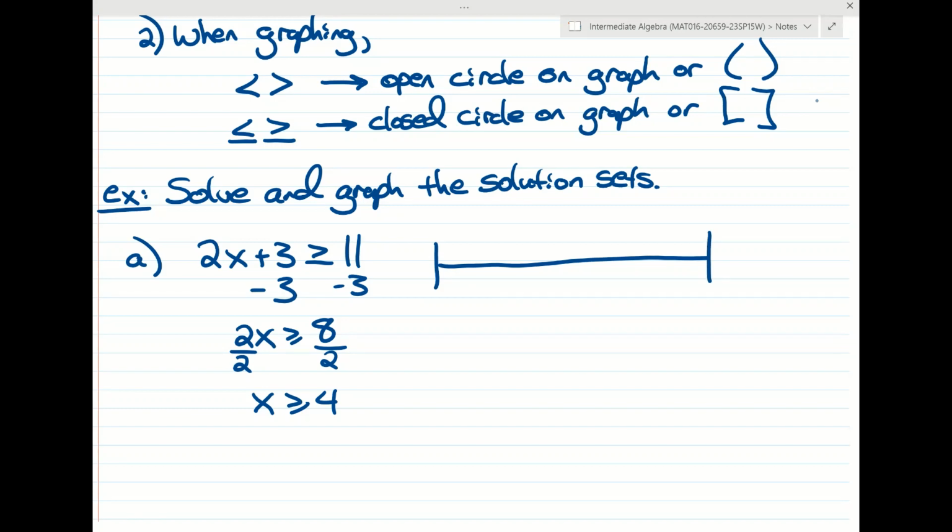You don't have to draw out a whole bunch of tick marks. I mean, if you just want to put 4 right in the middle, do a closed circle on it, and then follow the direction of the inequality. So if it's pointing to the right, then you graph it to the right like that. What this tells you is that any number greater than or equal to 4 would satisfy the inequality 2x plus 3 is greater than or equal to 11.